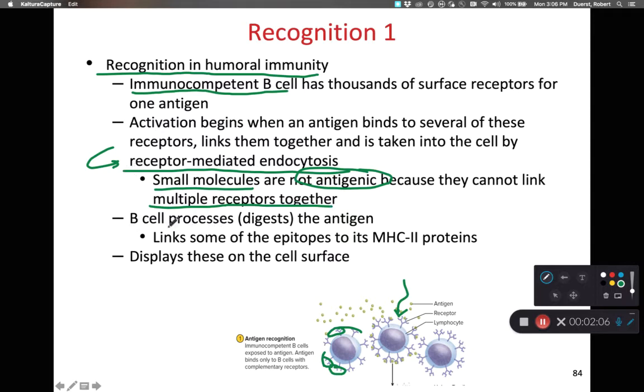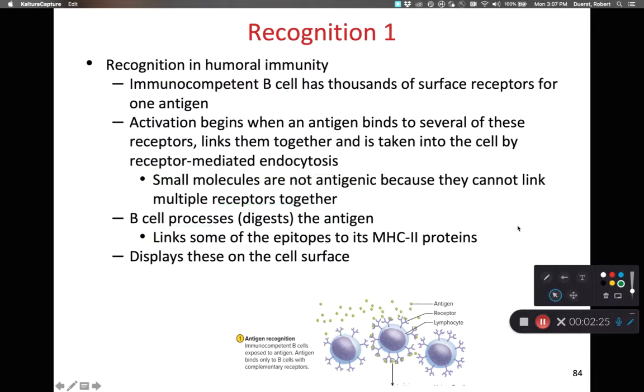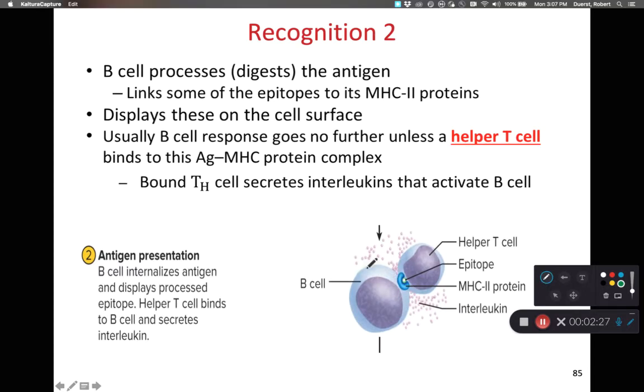Once receptor-mediated endocytosis occurs, the B cell will process or digest the antigen and will spit out some of the epitopes of the antigen onto its MHC class 2 proteins, and will start displaying those on the surface using those MHC class 2 proteins. So here we have a B cell, and it's gone through receptor-mediated endocytosis, and now it's going to be displaying an epitope of an antigen using an MHC class 2 protein.